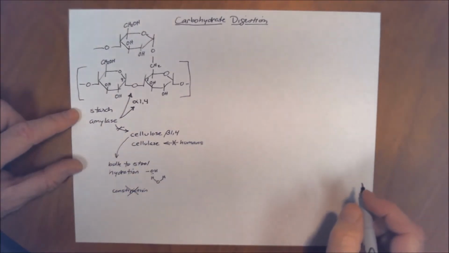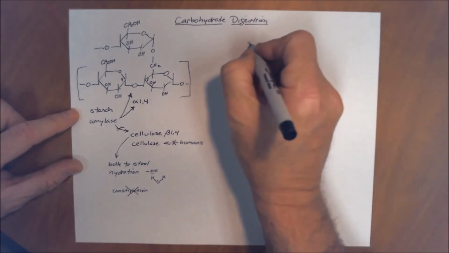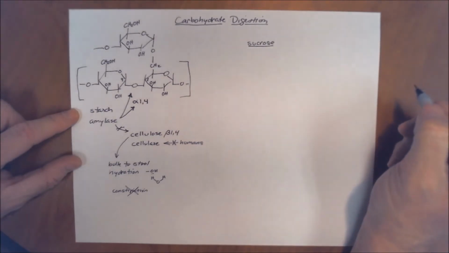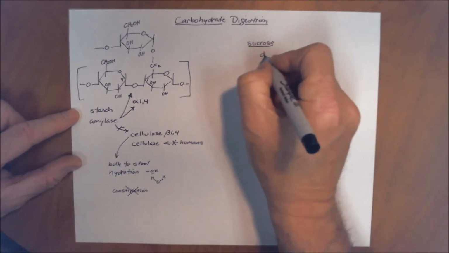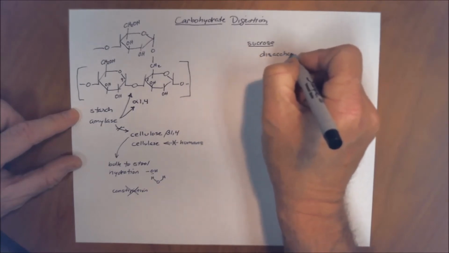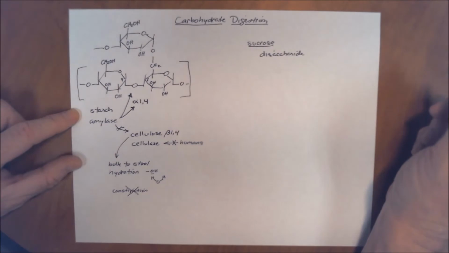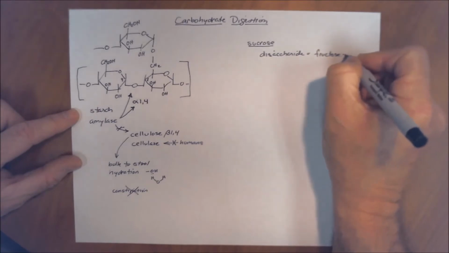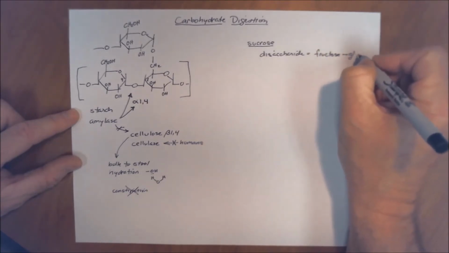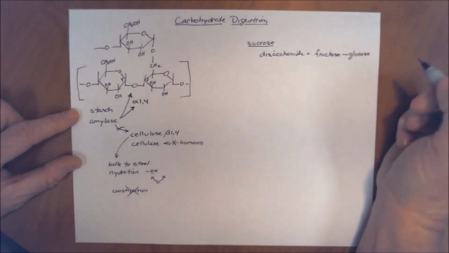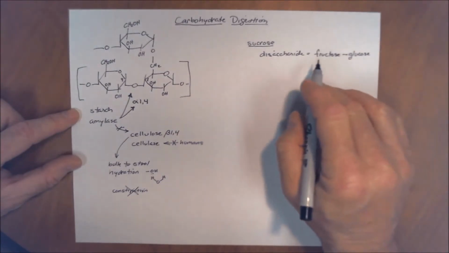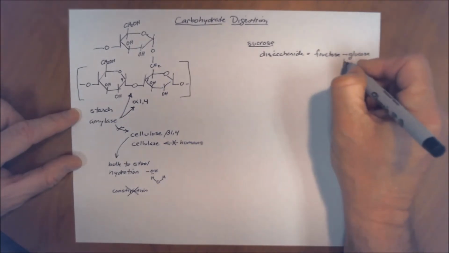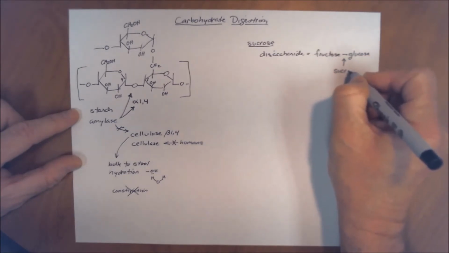Now the other carbohydrates that we have in our diet, the next one we have to take a look at is called sucrose. And sucrose is a disaccharide, and sucrose consists of fructose in an O-glycosidic linkage with glucose. So this is a disaccharide, so only 2 monomers hooked together. The enzyme that is specific to hydrolyze this is sucrase.